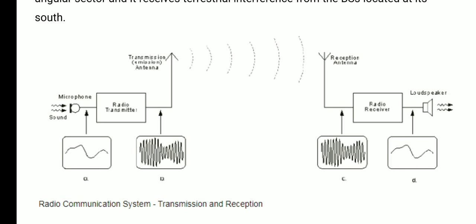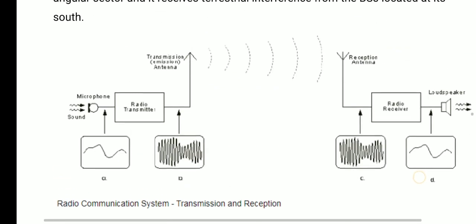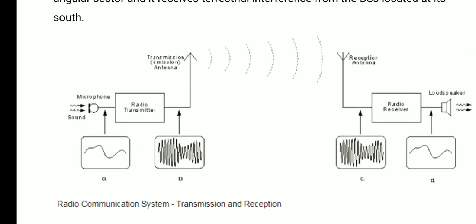So here there are two devices used for communication. One is the radio transmitter and the second one is the radio receiver. And so this diagram clearly shows how the radio transmission is enhanced.